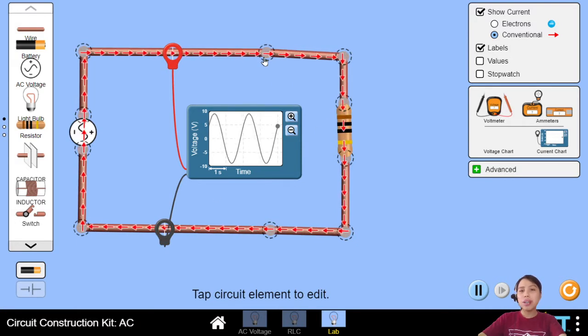How do you convert AC to DC? You see the arrows? They keep changing direction because it's alternating. One moment it goes forward, one moment it goes backwards. The current just keeps changing. How do we change that? That's our question for today.